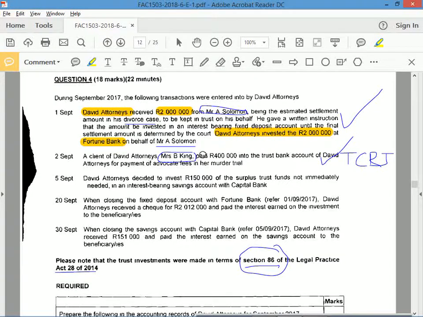Number 2, they only received the 400. A client of David, Mrs. King, paid into the trust bank account. Okay, that's fine. David decided to invest 150 of the surplus trust funds, not immediately needed. So do you agree the only funds available are from King? Because Solomon's 2 million is already invested, so you can't reinvest an invested amount. Right, so this 150 would relate to King, not Solomon, because that's what it says.